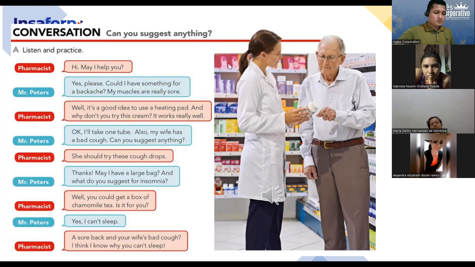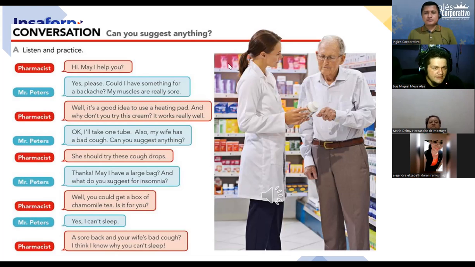Hi, may I help you? Yes, please. I have something for a backache. My muscles are really sore. Well, it's a good idea to use a heating pad. And why don't you try this cream? It works really well. Okay, I'll take one too. Also, my wife has a bad cough. Can you suggest anything? She should try these cough drops. Thanks. May I have a large bag? And what do you suggest for insomnia? Well, you could get a box of chamomile tea. Is it for you? Yes, I can't sleep. I saw your back and your wife's bad cough. I think I know why you can't sleep.